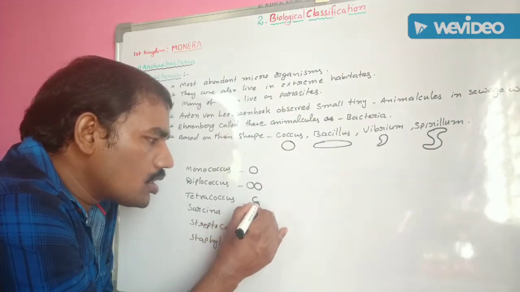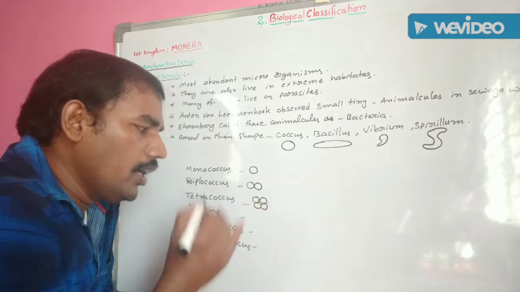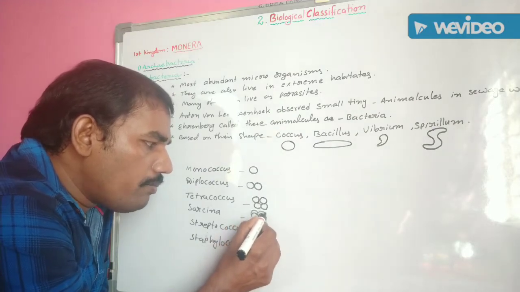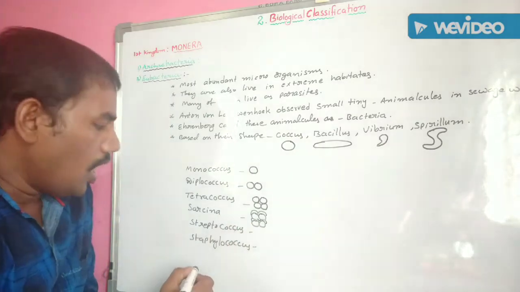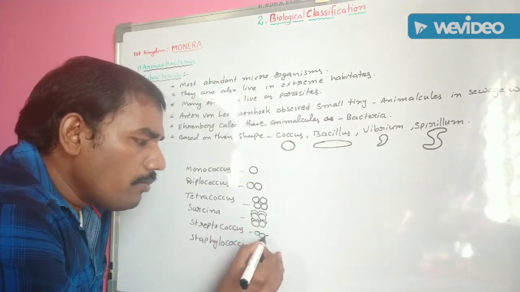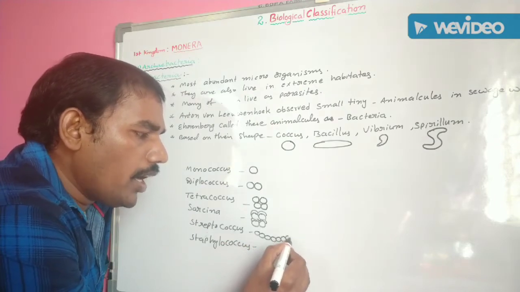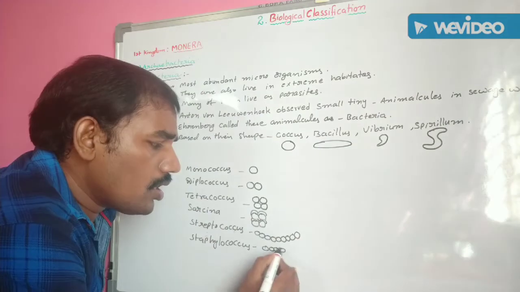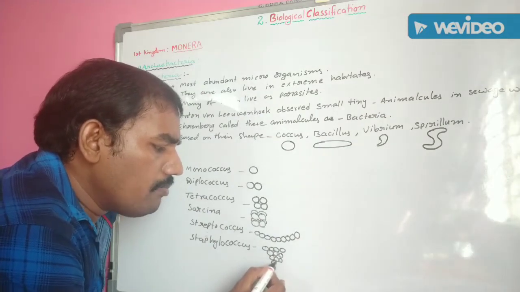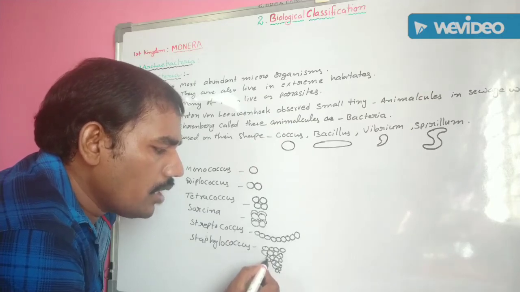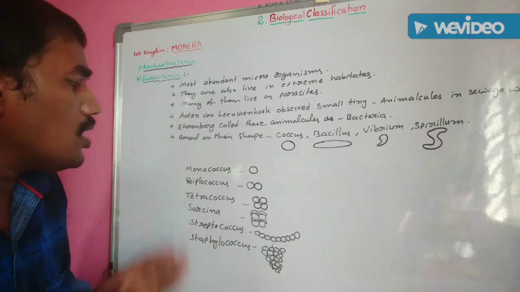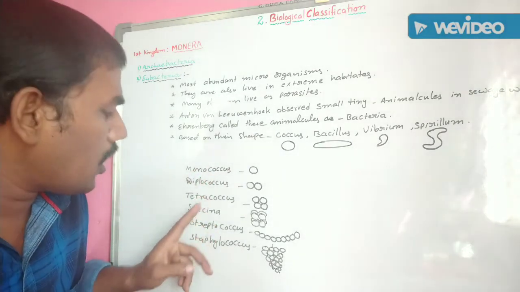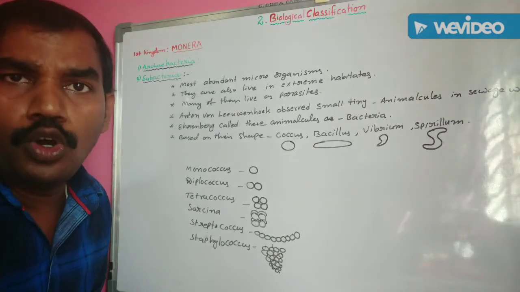Next one, tetracoccus. Tetra means how many? 4 cocci bacteria are present. Sarcina, that means 8 spherical bacteria. And then streptococcus, this means numerous spherical cocci bacteria are arranged in a chain-like structure. Next one, staphylococcus. A number of spherical bacteria are arranged in an irregular manner, looking like grapes. Understand? In this way, on the basis of their number of spherical bacteria, cocci bacteria are further divided into monococcus, diplococcus, tetracoccus, sarcina, streptococcus, and staphylococcus bacteria.